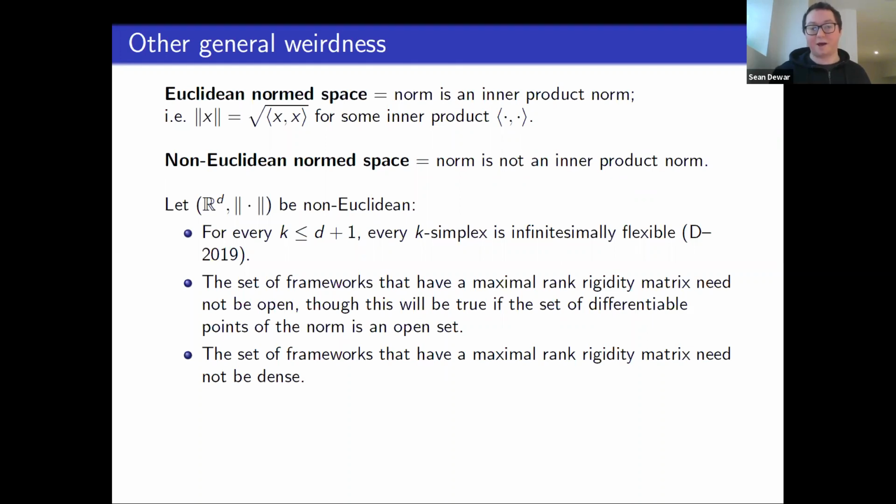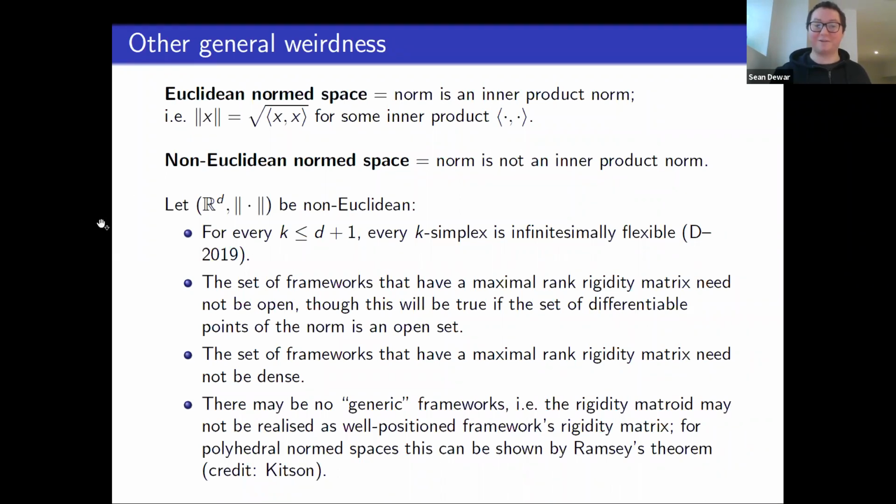The next one, the set of frameworks that have maximal rank rigidity matrix doesn't even need to be dense. It doesn't even need to be a dense set. Now, this isn't fixable. There's a lot of norm spaces where you can have an infinitesimally rigid framework and an open set of infinitesimally rigid frameworks. You can also have an open set of infinitesimally flexible frameworks. So density is never going to be achieved. Polyhedral norms have this. It's a very strange property. So it's kind of quite interesting in this way. You have to be very careful about the placements sometimes, depending on the norm space.